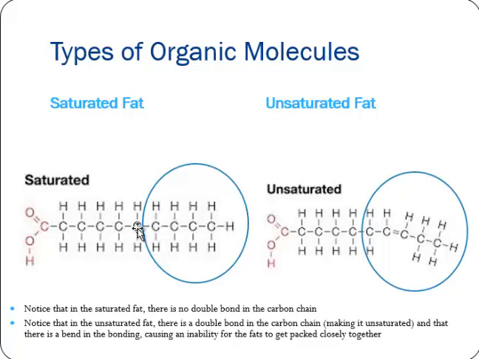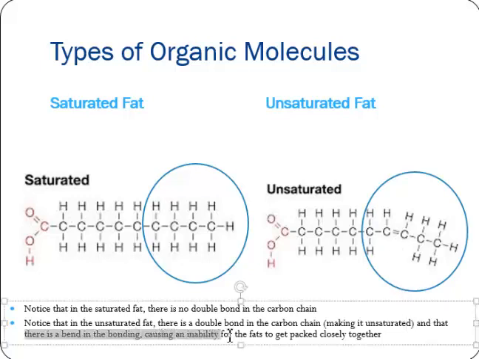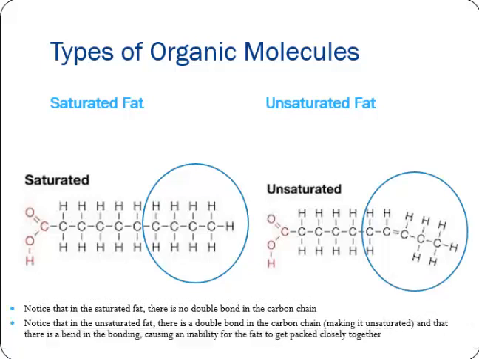Most of these carbons in the middle have 1 carbon on each side and 1 hydrogen on top and on the bottom. Over here, on the other hand, these 2 carbons have no hydrogens. So instead, they've got double bonds to each other. They've still got 4 bonds, but instead of having bonds to each of 4 different other atoms, they're double bonded with each other. And that's why it's called unsaturated, because they don't have the maximum number of hydrogens that are possible. And also there's a bend in the bonding, causing an inability for the fats to get closely packed together.